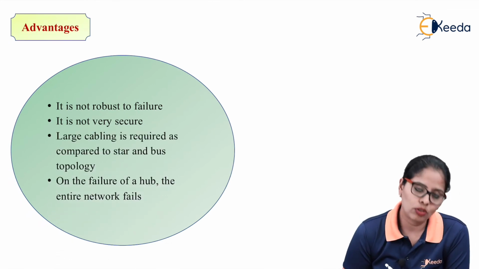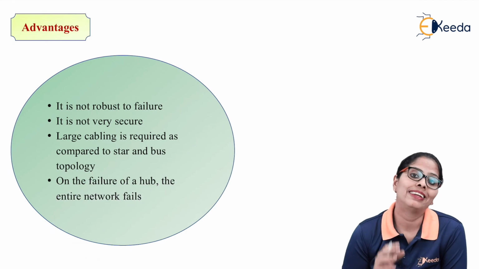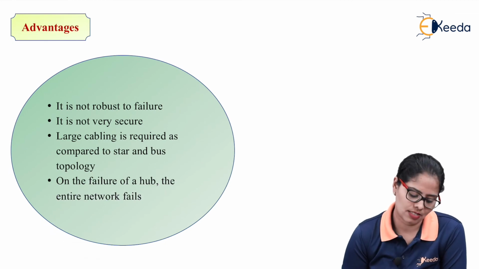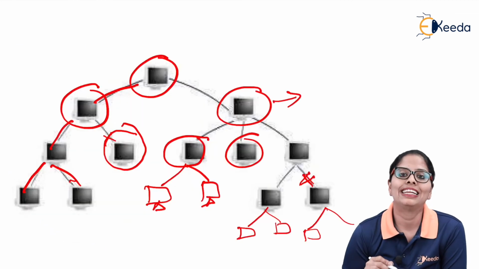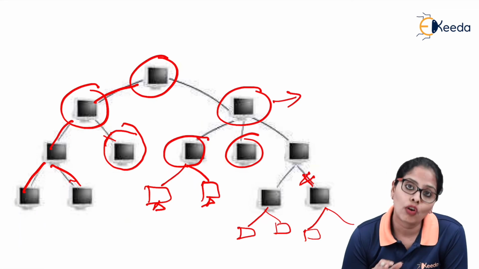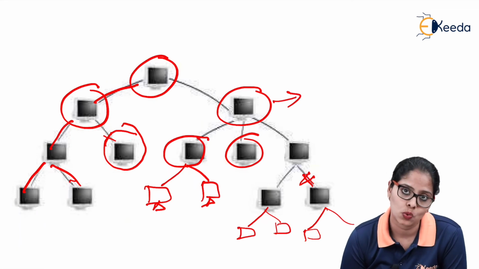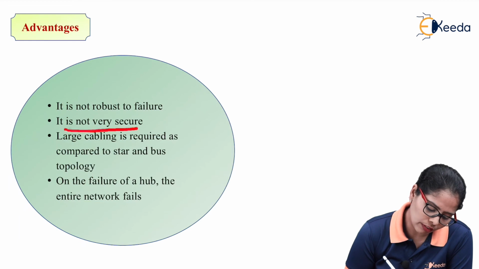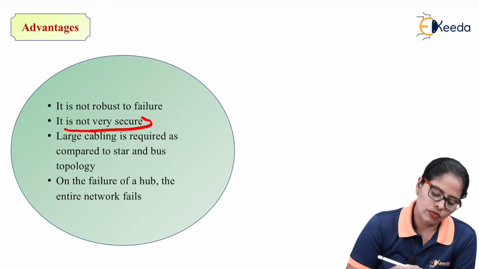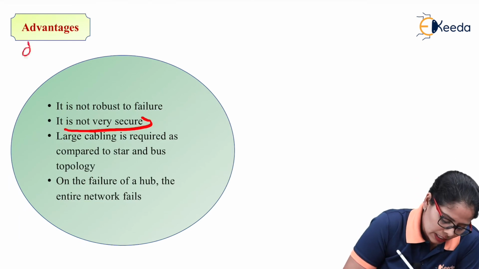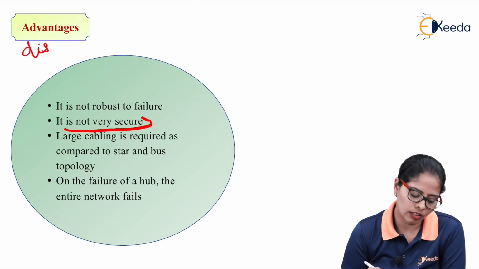It is not robust to failure. For example, if one link goes down, it does not affect my entire network. Again, it is not very secure. Now we are discussing the disadvantages over here.